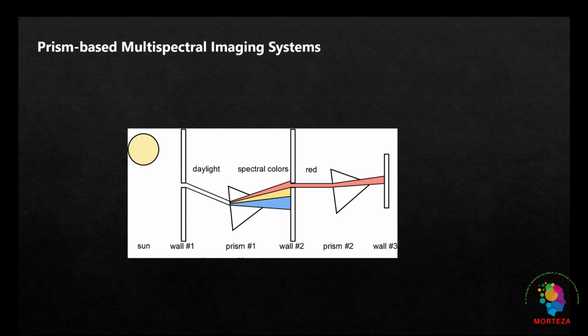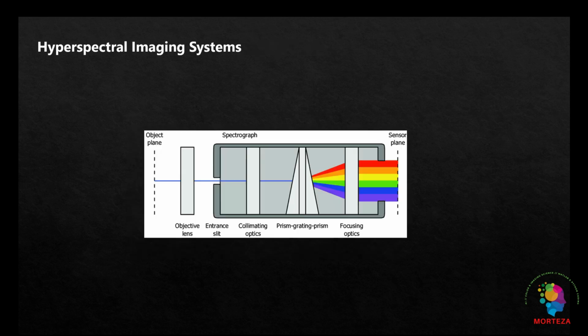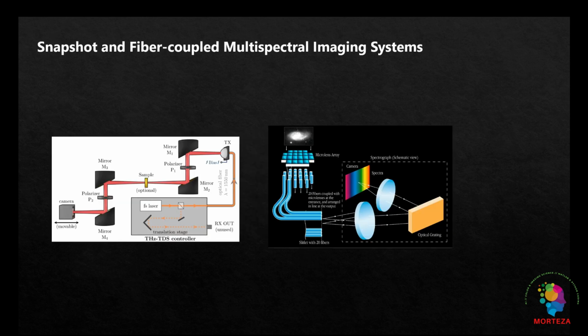The second system is prism-based multispectral imaging systems. Prism-based systems use a prism to split incoming light into different spectral bands, which are then directed onto individual sensors or detectors. Each sensor captures a specific spectral band simultaneously, allowing for faster image acquisition compared to filter-based systems. The third one is hyperspectral imaging systems. Hyperspectral imaging systems capture images across hundreds or even thousands of narrow contiguous spectral bands. Snapshot and fiber-coupled multispectral imaging systems are also two different types that are currently built, and we are not going to cover them here.